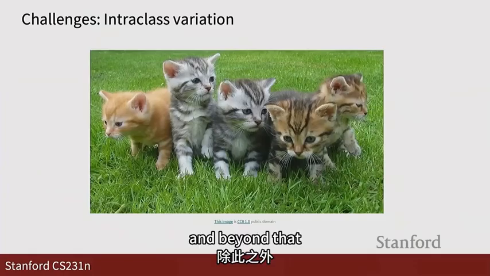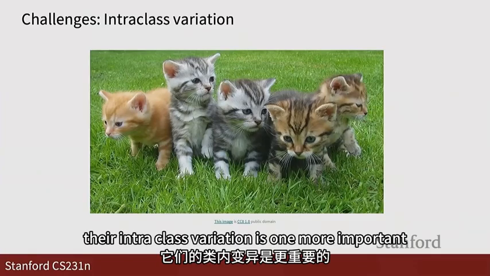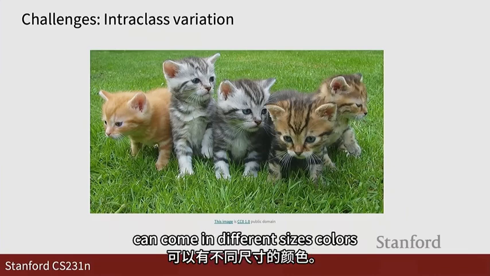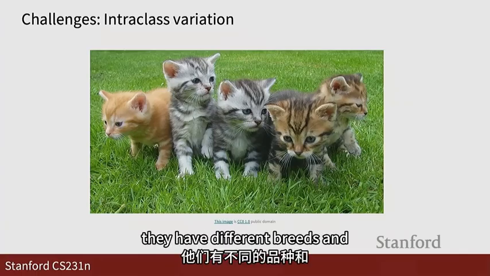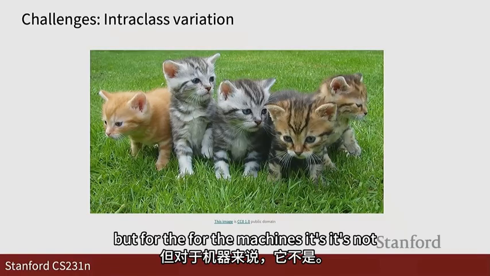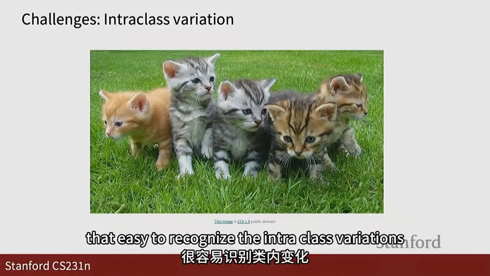And beyond that, intra-class variation is one more important challenge. We know that cats can come in different sizes, colors, patterns, or even different breeds, and all of those are still cats. But for machines, it's not that easy to recognize the intra-class variations.